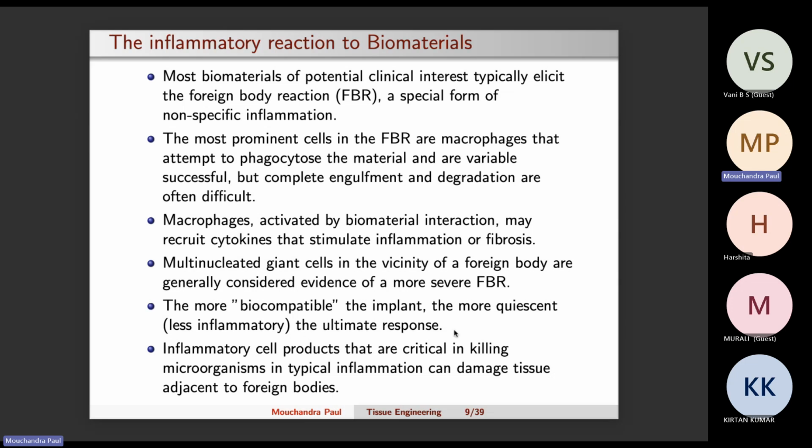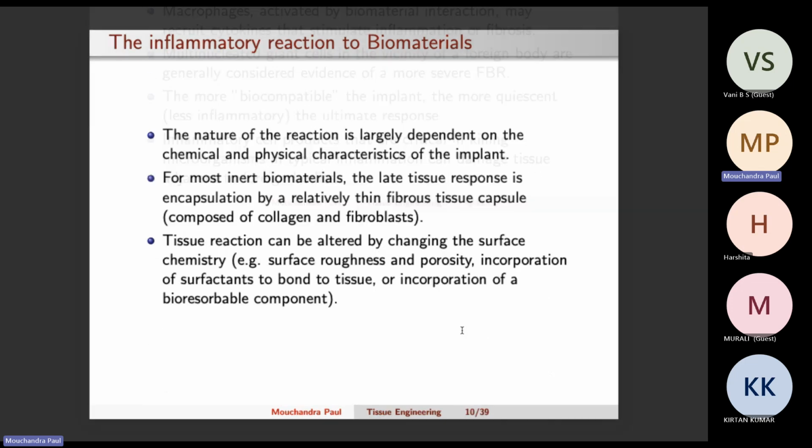Yes, they will happen definitely, but the extent of it can be minimized. All right, and if the extent is minimized, then the functioning of a tissue engineering construct can be prolonged. Okay, and you can see the desired results.